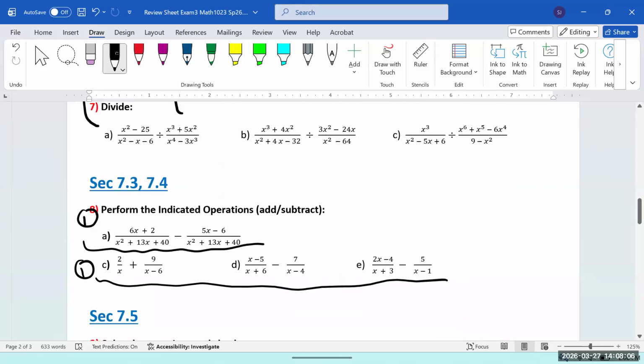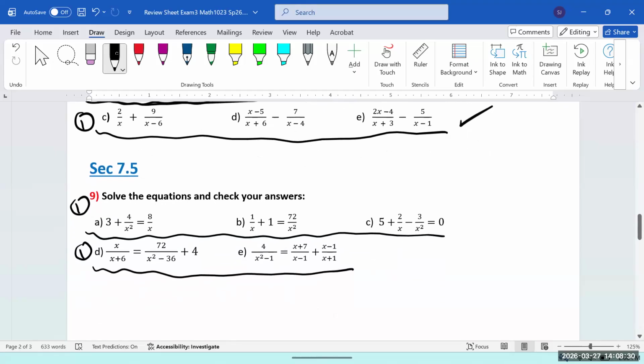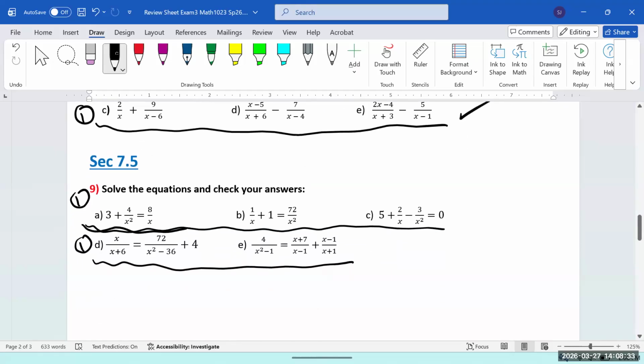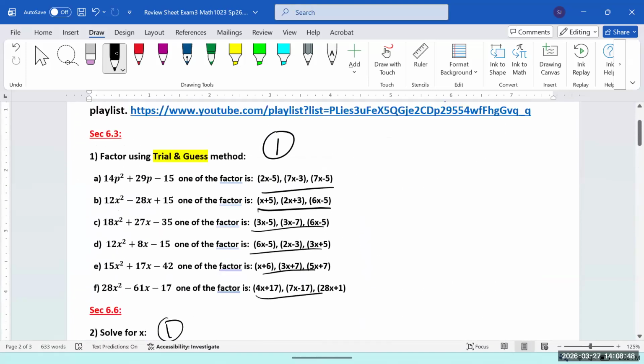Now for addition, subtraction, 1 with the same denominator. So we are going to combine the numerator, factor, cancel, rewrite for the same denominator. And 1 from different denominator where the numerator will not be factorable. Then for solving, what we did, 1 from these types, x and x squared, and 1 from this type. So 1, 2, 3, 4, 5, 6, 7, 8, 9.